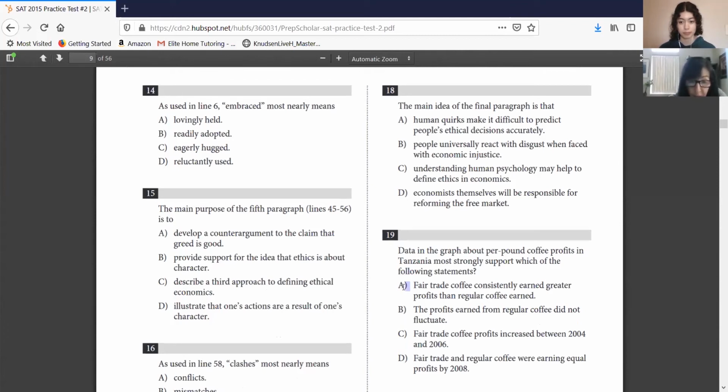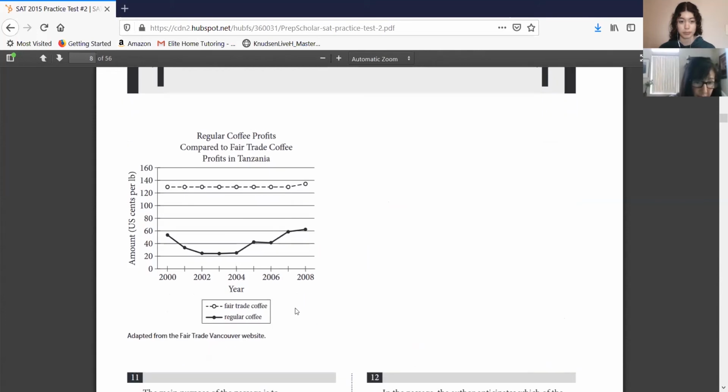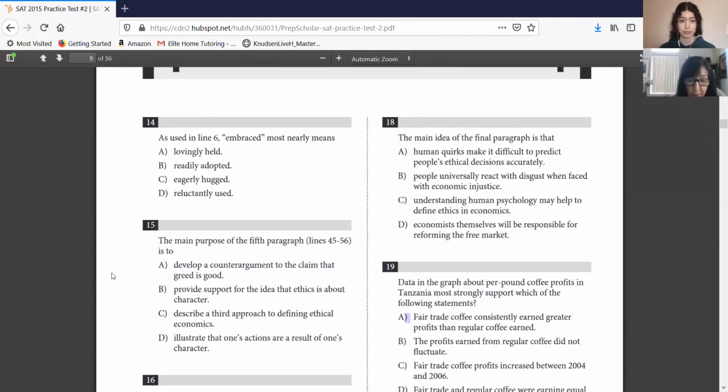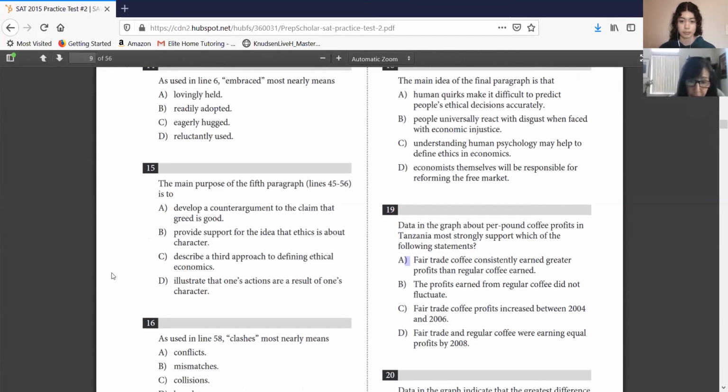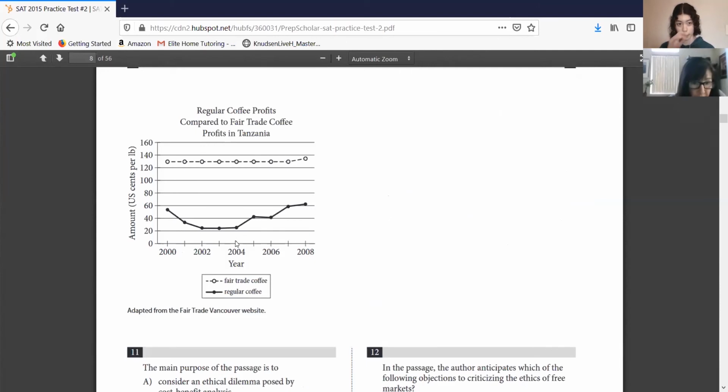Earn greater profits. Let's look at B. The profits earned from regular coffee did not fluctuate. Regular coffee, the profits earned, that's money, amount over here. Is there fluctuation? Yes, there is. That's a false statement. It's not a straight line. B is out. C. Fair trade coffee profits increased from 2004 to 2006. Fair trade, the top line, increased from 4 to 6? No, false statement.